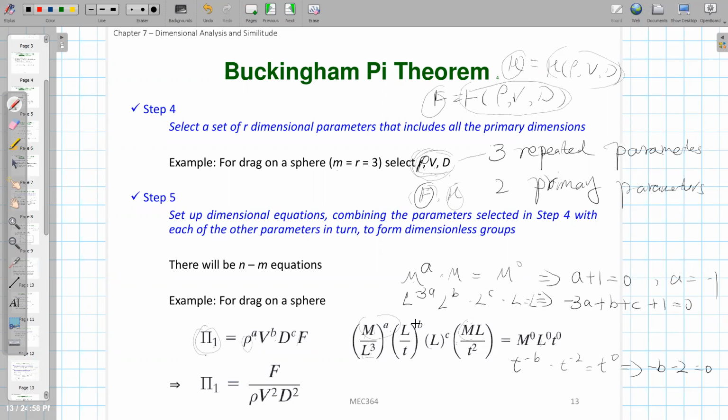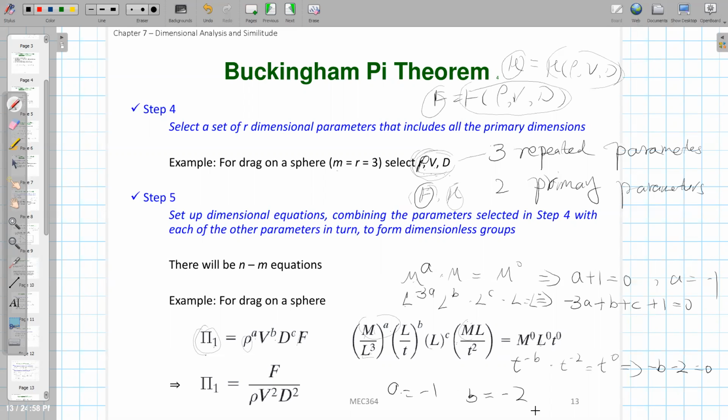So now by just equating the exponential terms for each of M, L, and small t, you will get 3 equations for these 3 unknowns a, b, c. So we can solve for what this a, b, c means. Okay, we can find them. So you'll find that a will be equal to minus 1. Okay, b will be equal to minus 2.